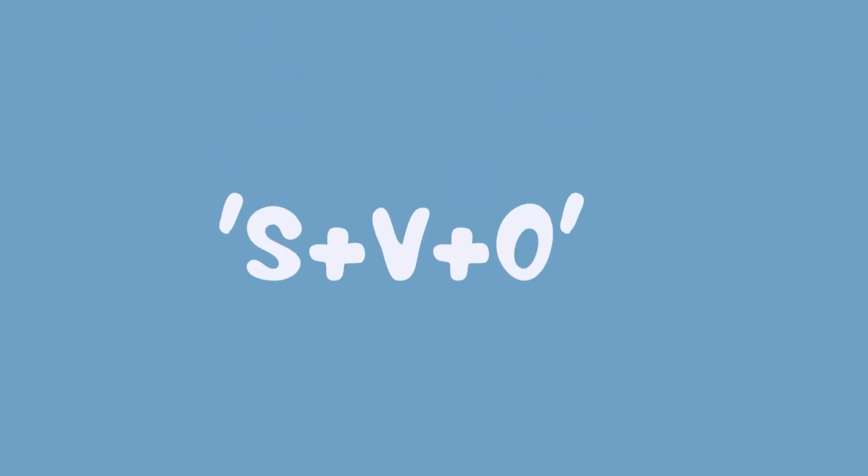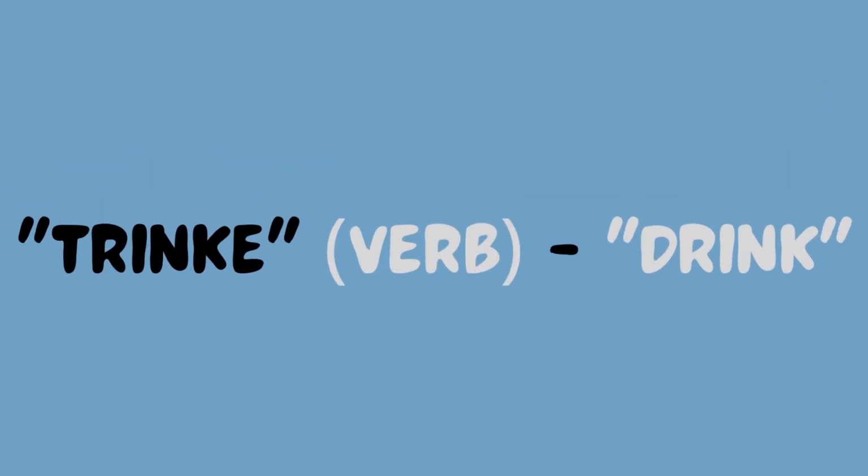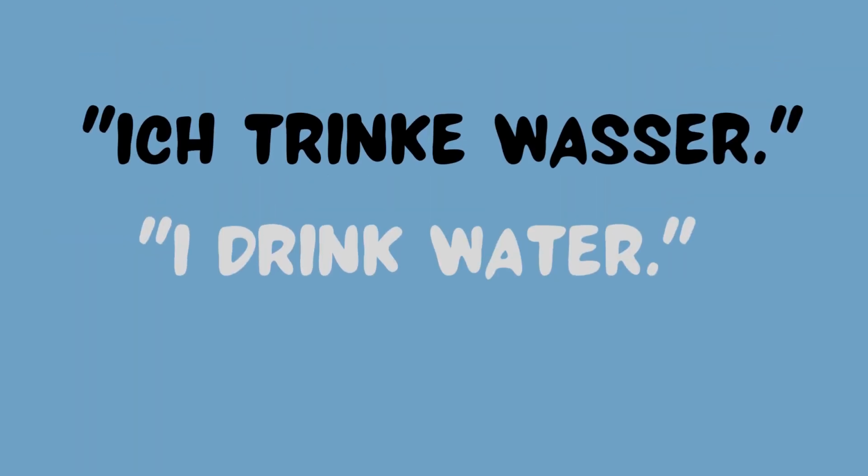Basic sentence structure. Let's start with the basics. In German, a typical sentence follows a structure similar to English: Subject-Verb-Object. For example, ich, subject, I, trinke, verb, drink, Wasser, object, water. Ich trinke Wasser. I drink water.